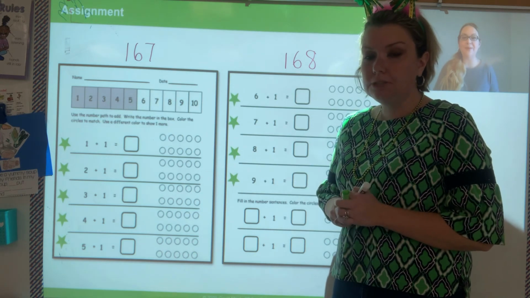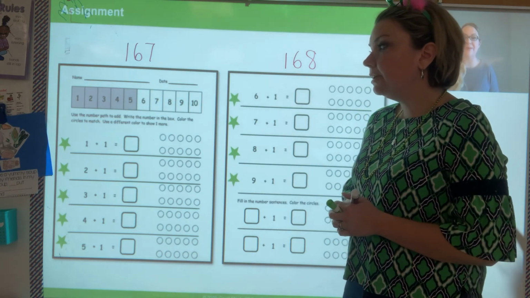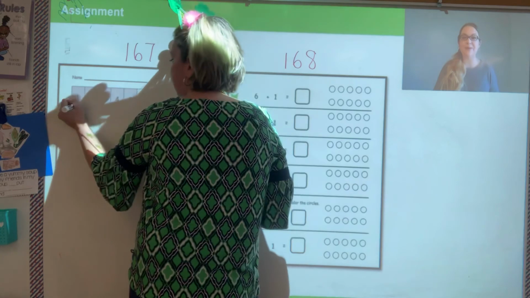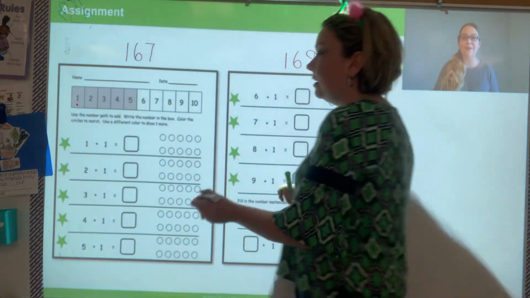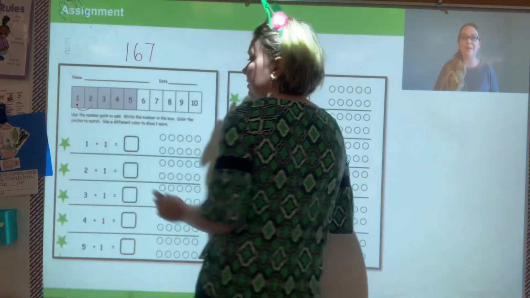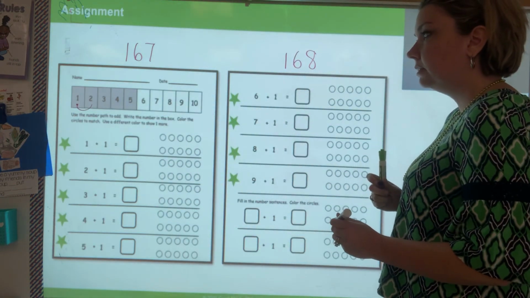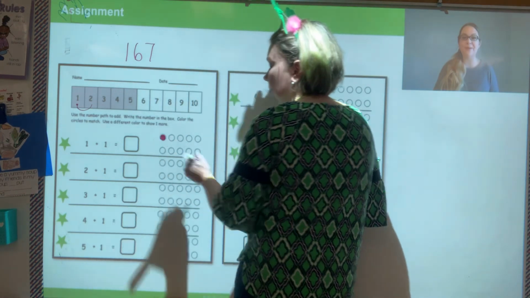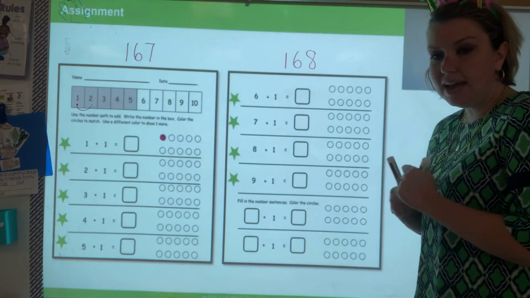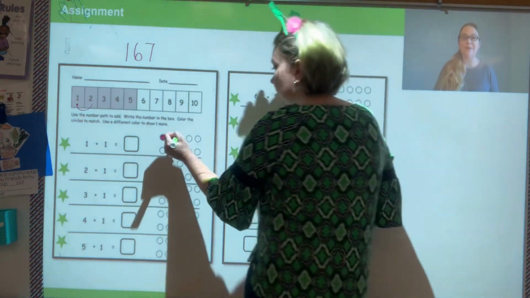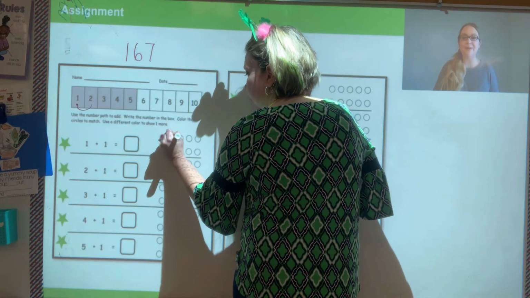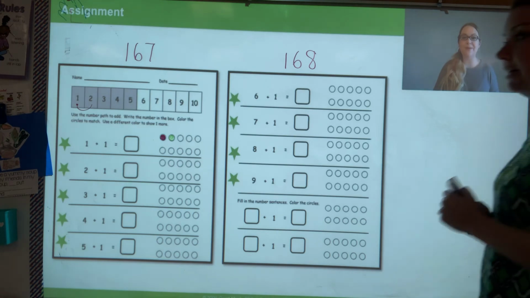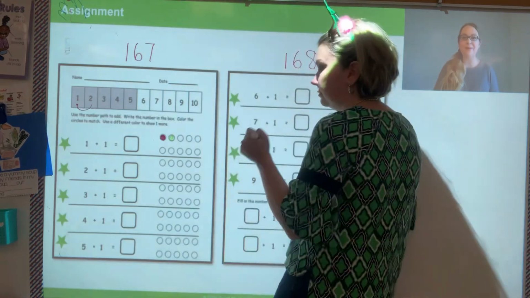I want to do the first few with you. So if we look at our number path, the first number is 1. So I'm going to point to 1. And I'm going to add 1 more. So I just go to the next number. So I started with 1. I'm going to color in 1 circle purple. How many did I add? 1 more. So I'm going to make my next circle green. 1 plus 1 is, if I look on my number path, 2.